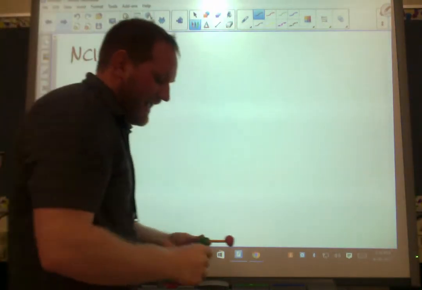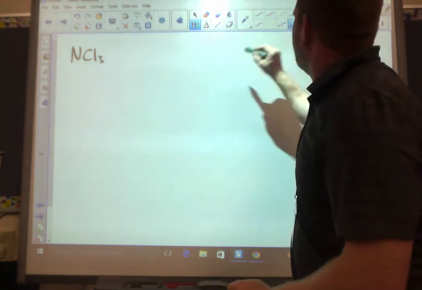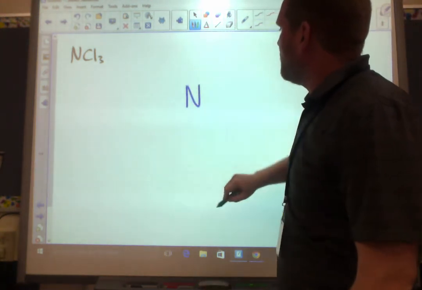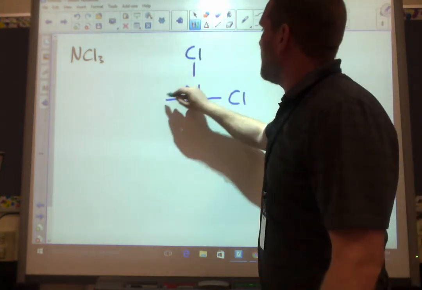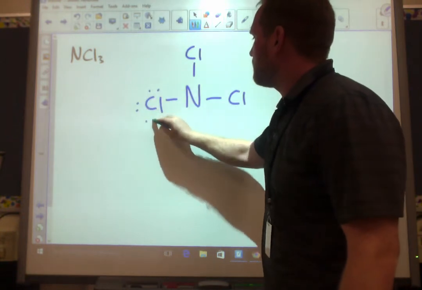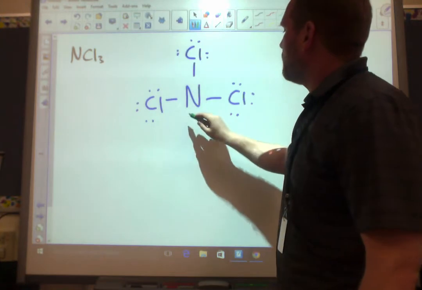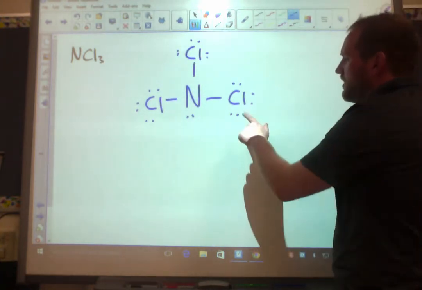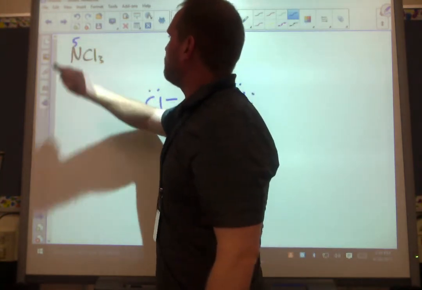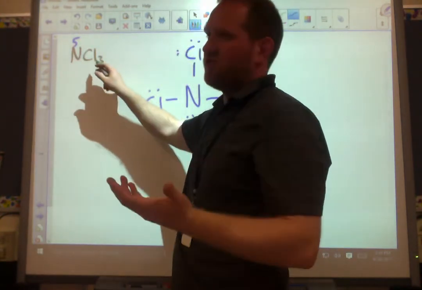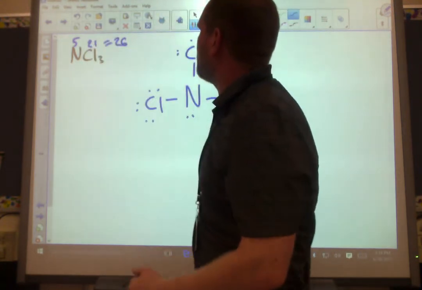Let's do one more. NCl3, nitrogen trichloride. I'll do it here. So, nitrogen in the middle. When we have 3, we go left, right, and up. Cl, Cl, Cl. Dots around like this. Dots around like this. And don't forget the lone pair on the nitrogen. Well, I'll count this first. 5 for the nitrogen. Cl is 7, times 3 is 21. Gives us a total of 26.